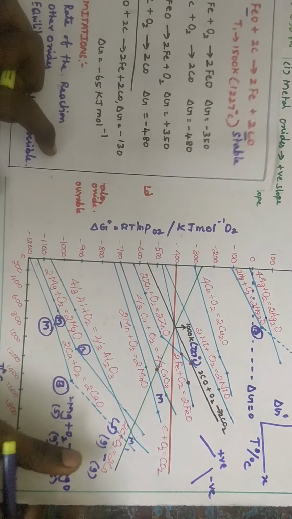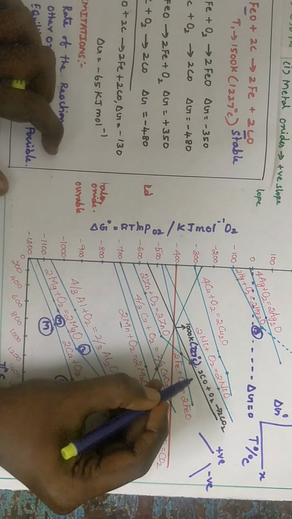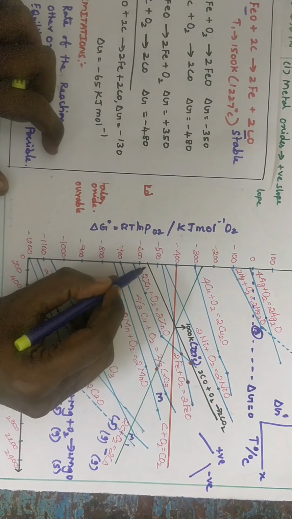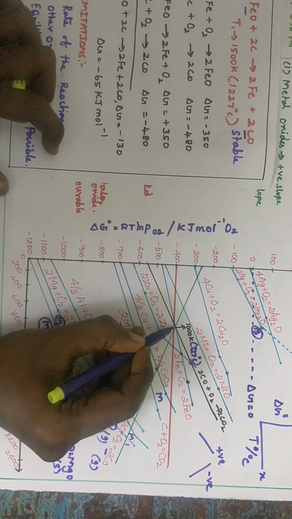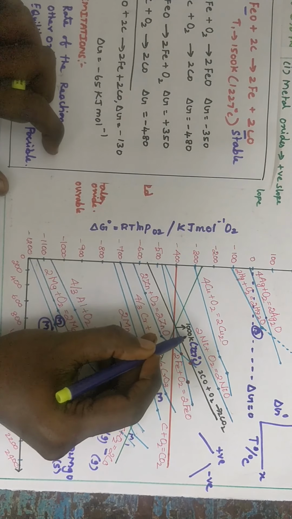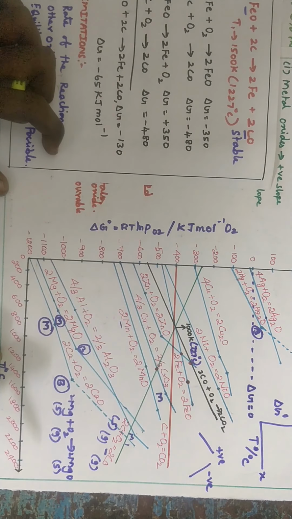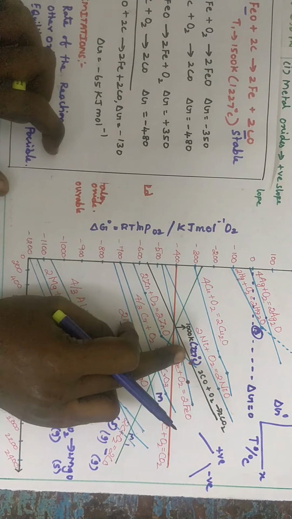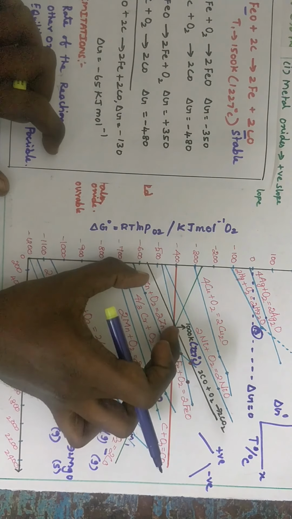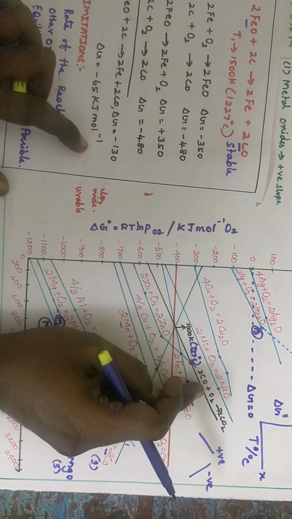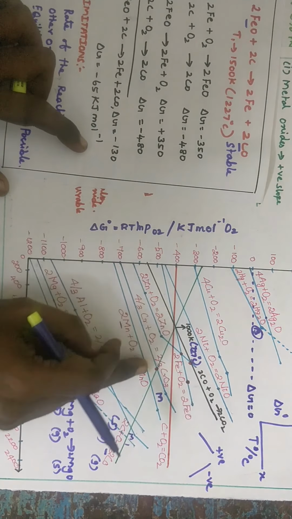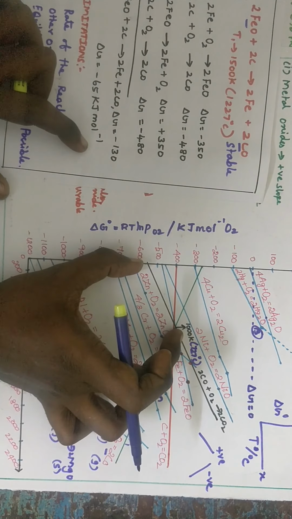So in the graph you see carbon, C plus O2, and Fe plus O2. Starting from 0 up to 727 degrees Celsius, they mention 1000 Kelvin because we made the graph in Celsius. So up to 727, iron oxide formation is more stable, and it undergoes the backward reaction. But after 727, carbon monoxide is more stable, so it favors the forward reaction. Up to this point, the backward reaction is favored.